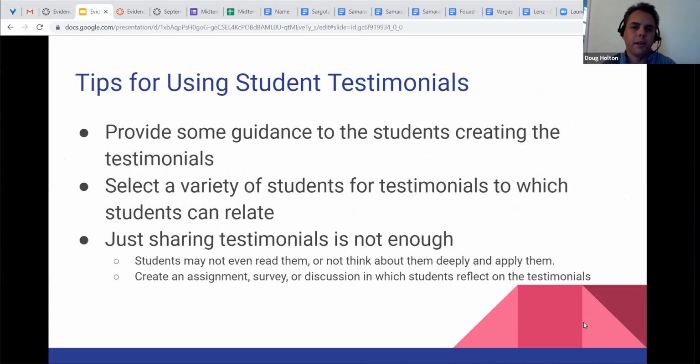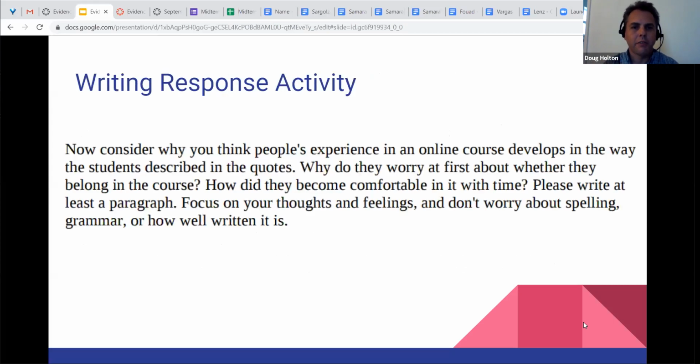And then the last lesson that we've learned from that study that I'm about to show you is that if at the beginning of the semester you just show that video or those text testimonials, that's usually not enough. I usually assume that if something's optional, most students won't do it. So it's usually a good idea to have some kind of activity where students reflect on or process that testimonial, like an assignment in Canvas, a survey, graded or not, or an online discussion. This is an example of a writing response activity from that MOOC study.